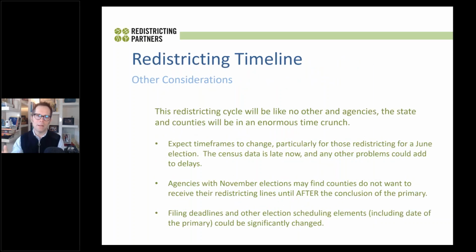The big headline in terms of other considerations is to realize that these timeframes might change. The census could be earlier, it could be later, there could be problems, we just don't know. If you're an agency that only has a November general election, some agencies will be like, well, we just want to get it over with, so we're going to do it this fall, concurrent with agencies that have June primaries. Be aware that if you do that, you might find yourself going to the county and they'll say, well, we're not going to implement those lines until November anyway, so don't bug us until after April.